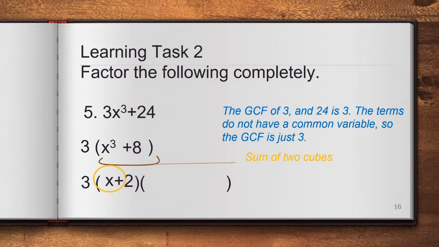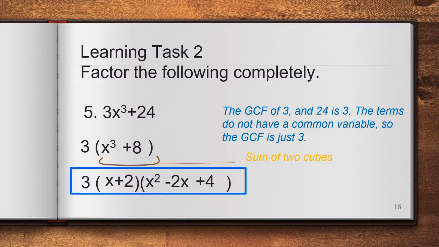Then, square the first term ng ating smaller quantity, then multiply the two terms of the smaller quantity, pero dapat opposite yung sign niya pag isusulat mo, kaya naging negative 2x. Then square the second term of the smaller quantity, that's 4. So yan na yung factors natin ng 3x cubed plus 24. Ganyan ang tinatawag na factoring completely.